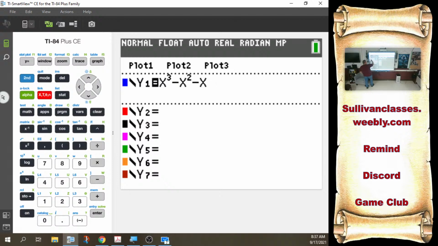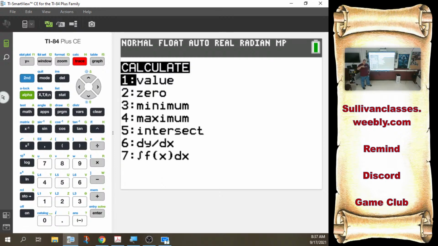Okay, so I got a graph. I do second right above. Remember, everything above this top line, the Y, window, zoom, trace, graph, if I do second that stuff, it finds stuff on the graph. Calculate is found in two spots. Stat calculate finds junk from my table, from my statistics. Second calculate, right above trace, says I will find stuff on my graph. I will calculate a maximum.